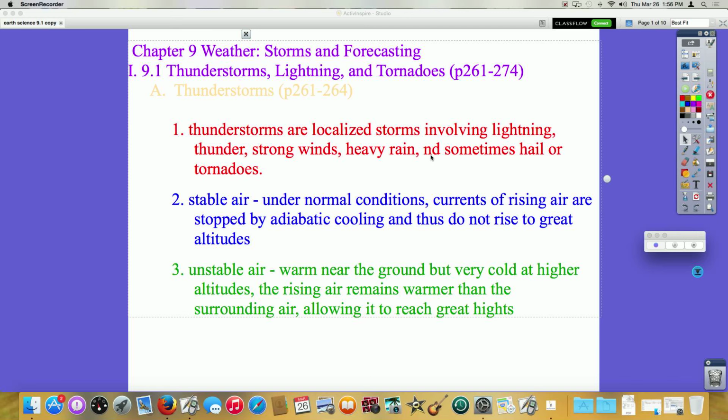So the first phenomenon we're going to look at is thunderstorms, probably one of the most common ones around the world. Thunderstorms occur in all parts of the world. And thunderstorms are localized storms involving lightning, thunder, strong winds, heavy rain, and sometimes hail or tornadoes if the conditions are right. And like I said, these are common.